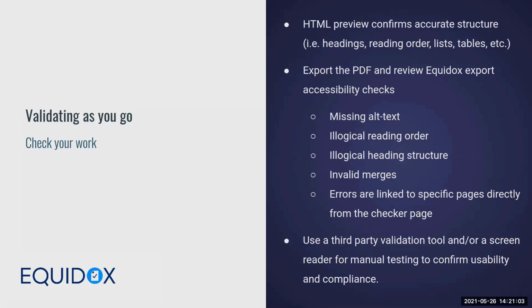And the errors that Equidox finds throughout this accessibility check are directly linked to the specific page where each was found, and they give you a clickable link where you can just select the link and go straight to the page where that error was found. Then you can make your correction in Equidox and just re-export the document once you've worked through all of those errors.